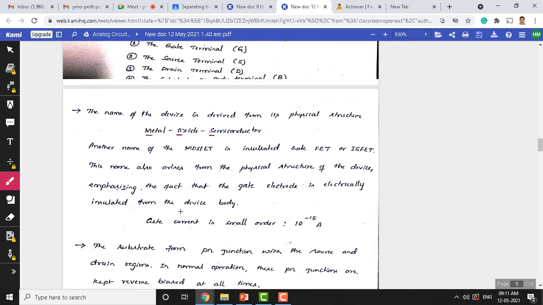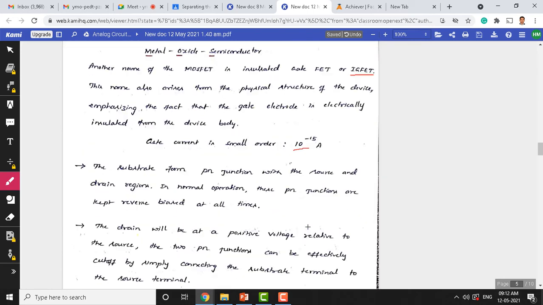That's why the name has become apparent because of that. There is another name for the MOSFET, which is also called the Insulated Gate FET, or shortly we can call that IGFET. This is because of the physical structure of the device, emphasizing the fact that the gate electrode is electrically isolated from the device body. And the gate current, as already told you, is going to be very small, which is 10 to the power of minus 15 ampere. That's the magnitude of gate current here. So this device, MOSFET, consumes little gate current to allow minimum or maximum current between the source and drain.